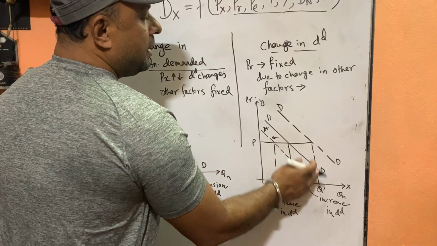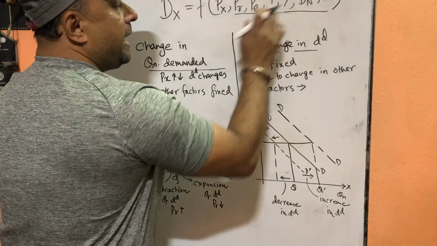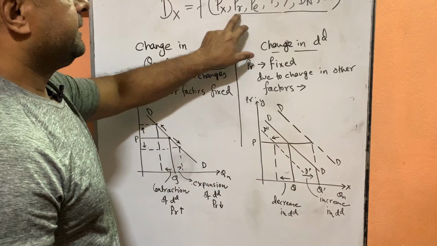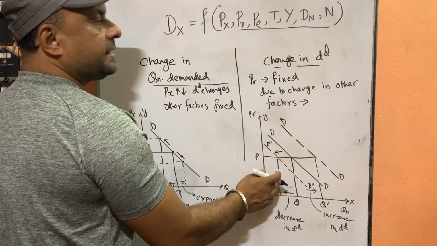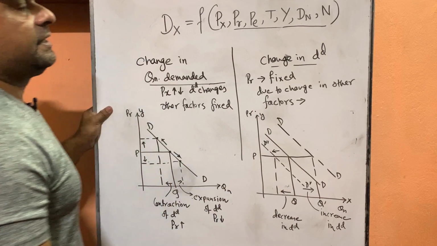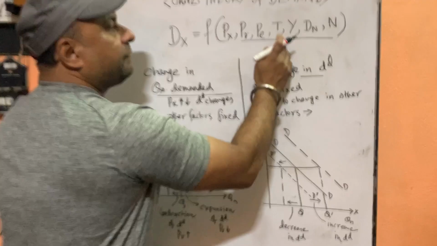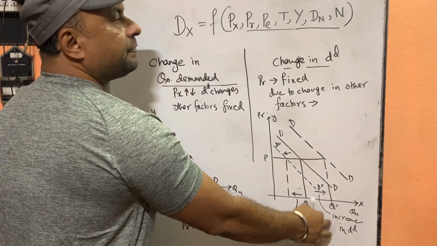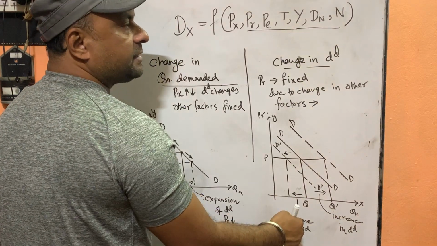Increase occurs when demand increases due to change in the other factors except price. And when, due to the change in the other factors except price, demand decreases, that time it is called decrease in demand. This occurs due to change in the other factors. If the number of consumers increases in the market, then there will be increase in demand. If consumer taste changes in favor of the good, that time also increase in demand. If consumer income increases, that time also increase in demand. Like that, for decreasing demand, just the reverse thing.